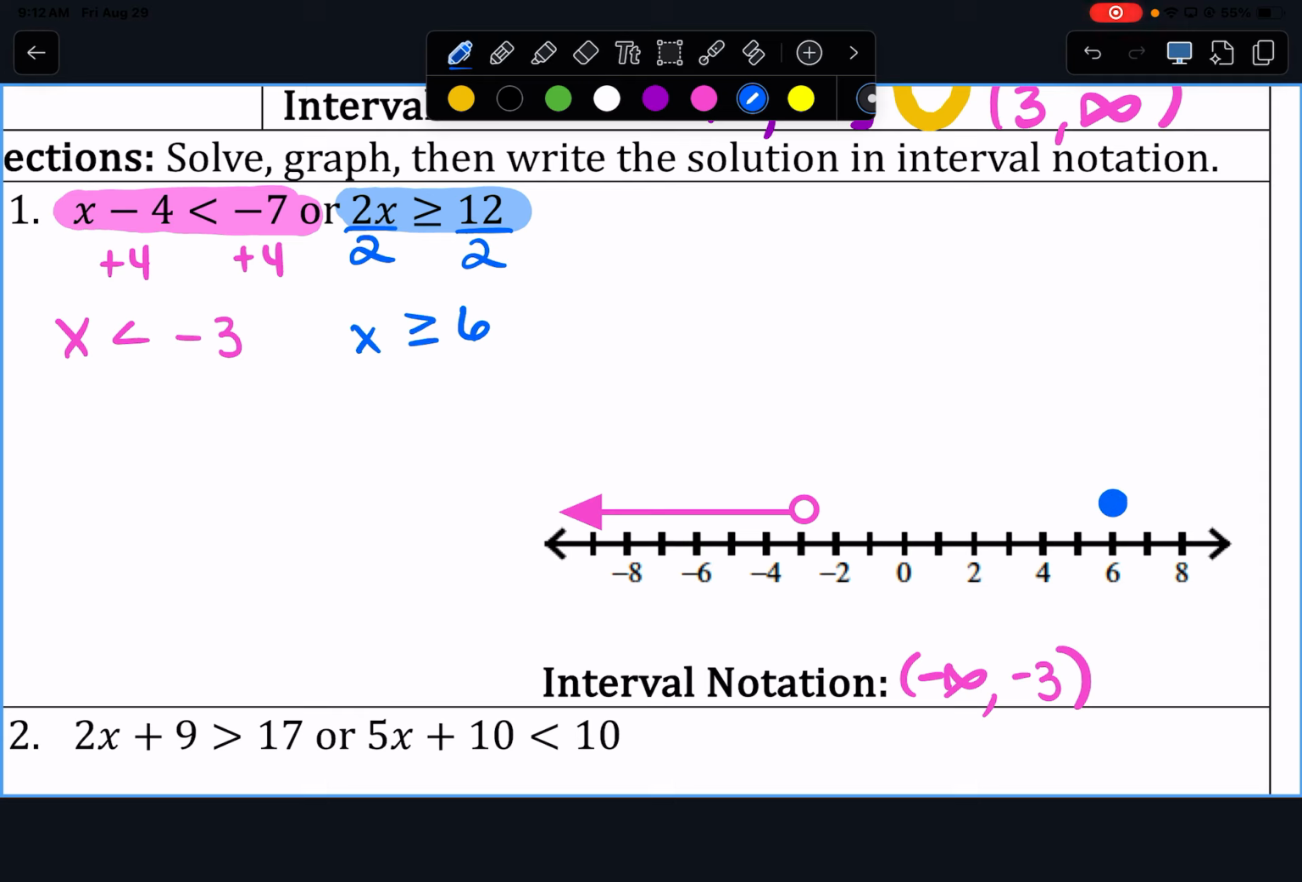Anytime it adds that "or equal to" piece at the bottom, that gives us a closed dot. Now, does it go to the right or to the left? So that is what our graph should look like. And how do I do that blue piece's interval notation? Bracket 6, infinity, parenthesis. How do I connect the two?